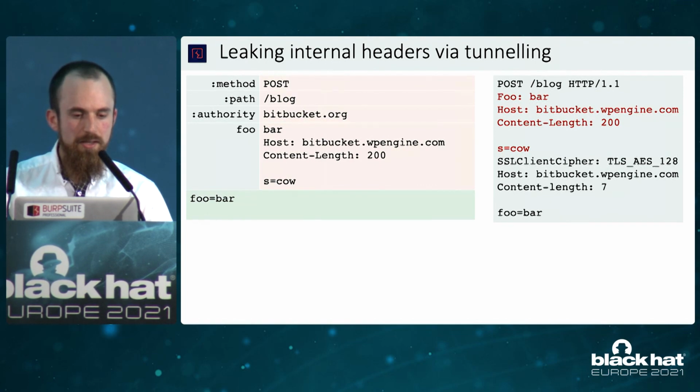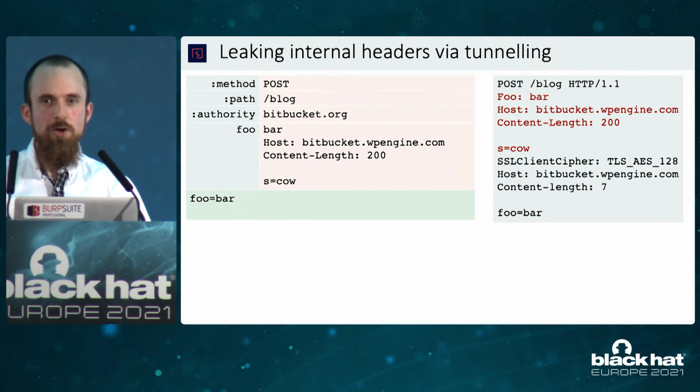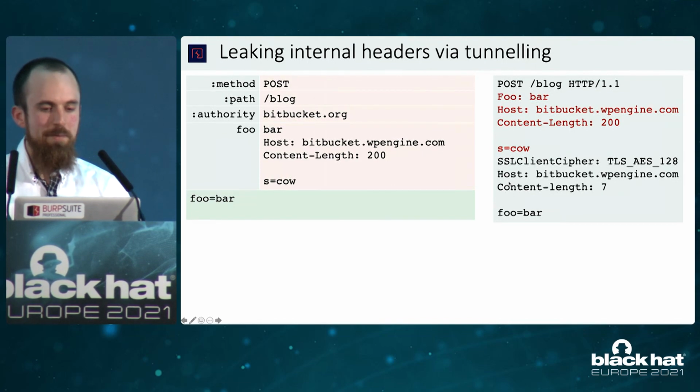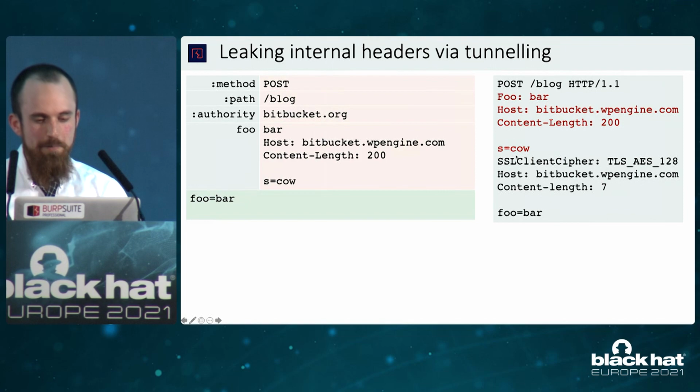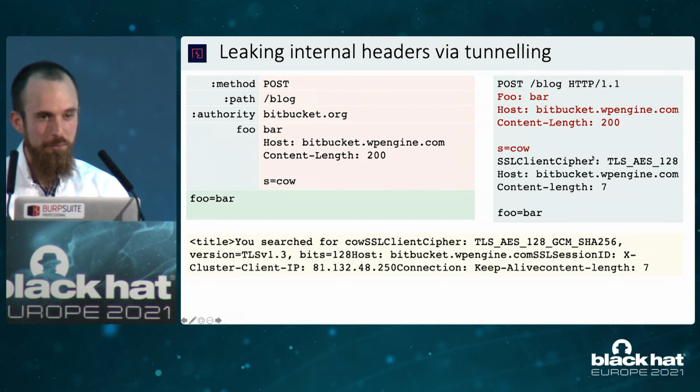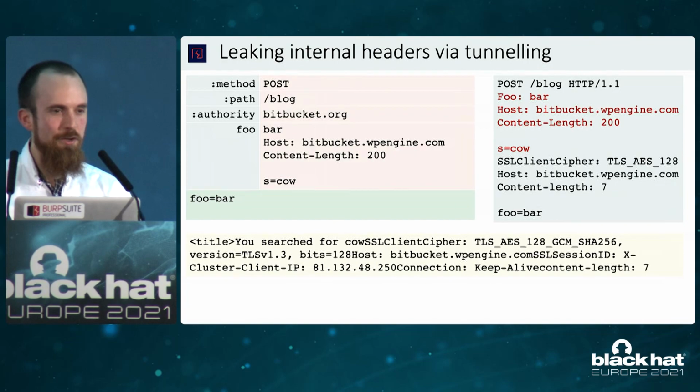So by doing this here, I've effectively led to the front end putting the internal headers on what it thinks is the end of the headers, but what the back end is going to treat as part of this S parameter, which is just the search parameter on the WordPress backend of this part of Bitbucket. So WordPress is going to tell me what I searched for, right? And it's going to leak all the internal headers in the process.